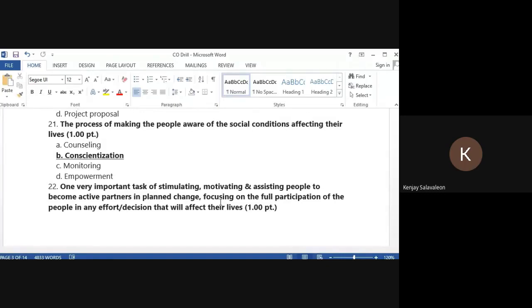Okay. 21. The process of making people aware of the social conditions affecting their lives. So it is conscientization. No? It was ang sikat na author niyan is si Paulo Freire, no? Yung author ng The Pedagogy of the Oppressed. Conscientization.